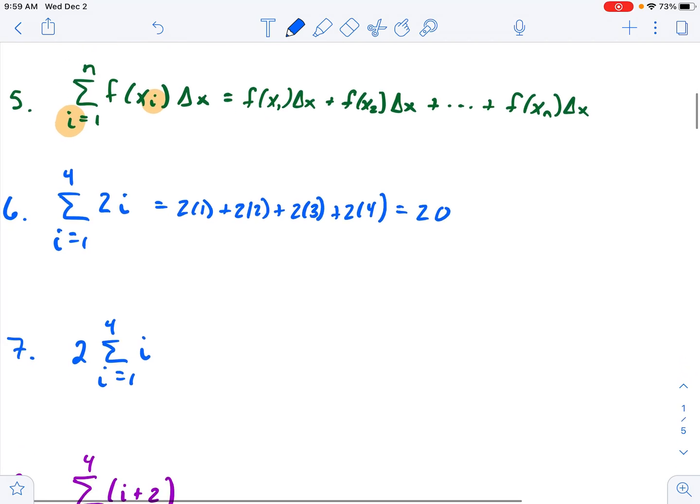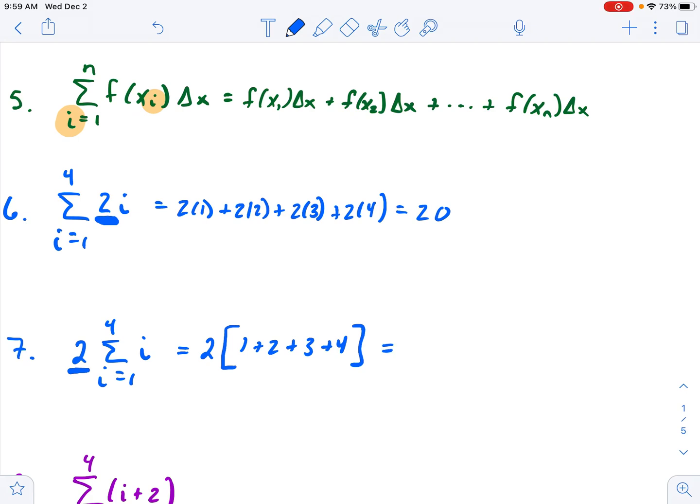What I want you to notice about the next one, number 7, is that it's pretty similar to number 6. The only difference is that instead of having this constant 2 inside of the summation, I've moved the 2 outside of it so we can see what effect that has. This is actually twice the summation as i goes from 1 to 4 of i. So this is going to be twice what we get for the summation. As I do the summation from 1 to 4 of i, it's just 1 plus 2 plus 3 plus 4.